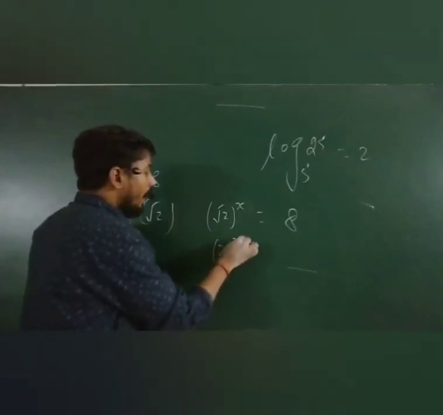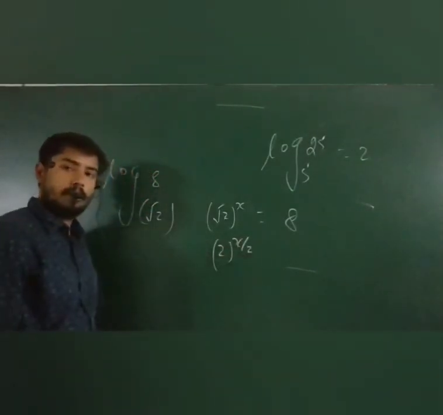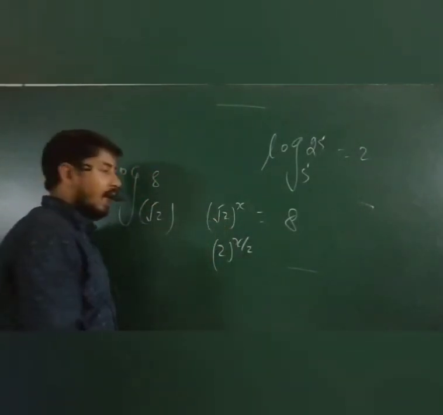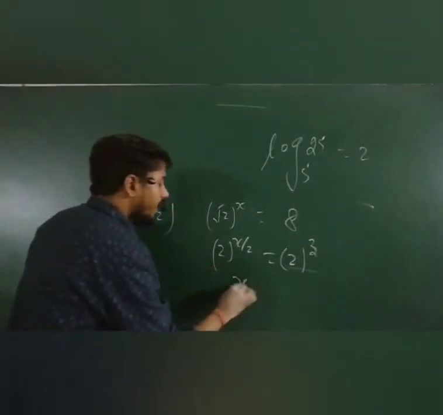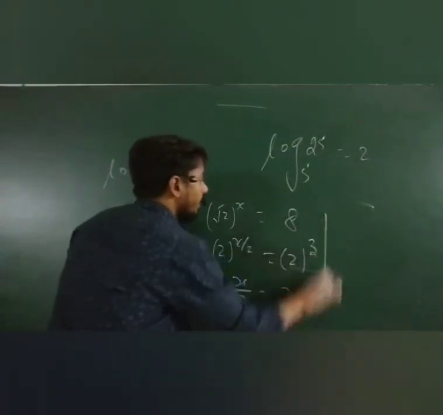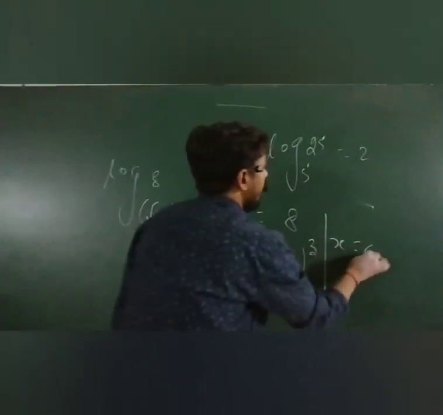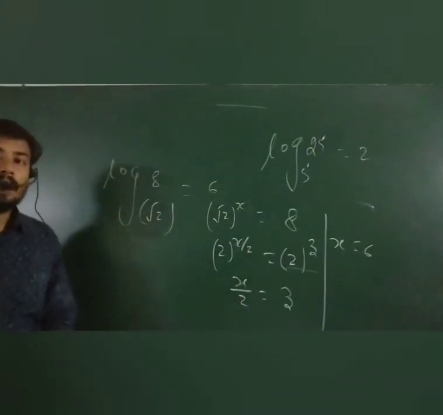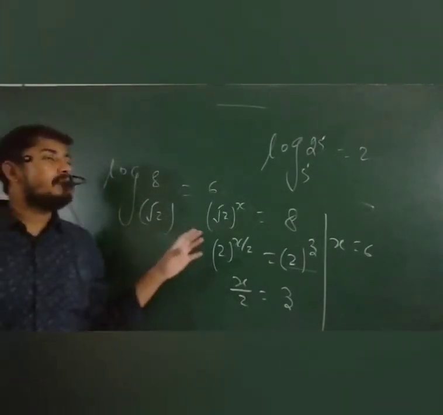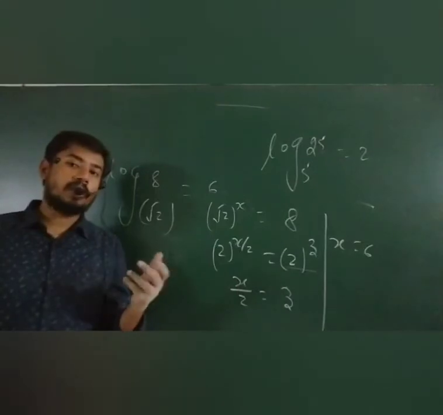2 power x by 2, because its power is what? 1 by 2. Can I write here 2 power 3? Base same. So can I write here, this is equal to 3. So from here can I write x is equal to 6. So its value is coming what? 6. Getting your point? So this is a method to find the value of a logarithm.